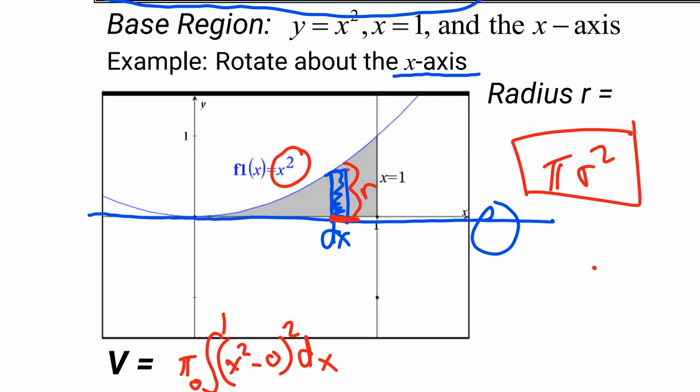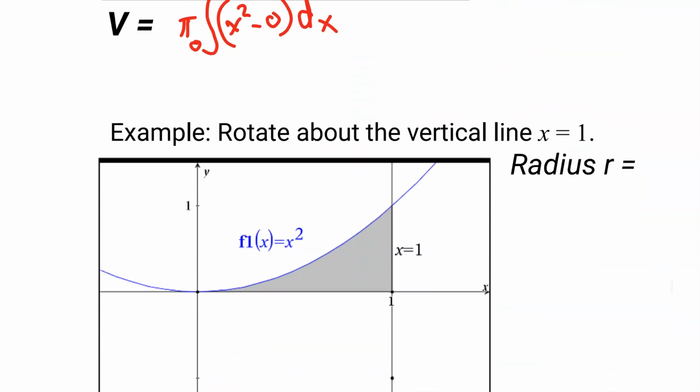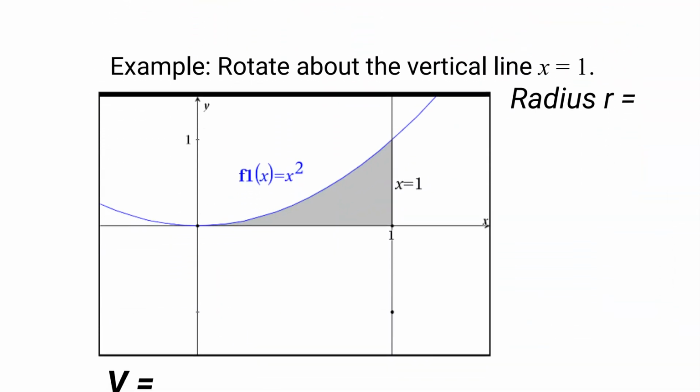Okay, so that's the setup for that. It's really not that bad a deal on these. Let's look at another one. This time we want to rotate it about the line x equals 1. Well, again, I'm going to draw my axis of rotation in here.